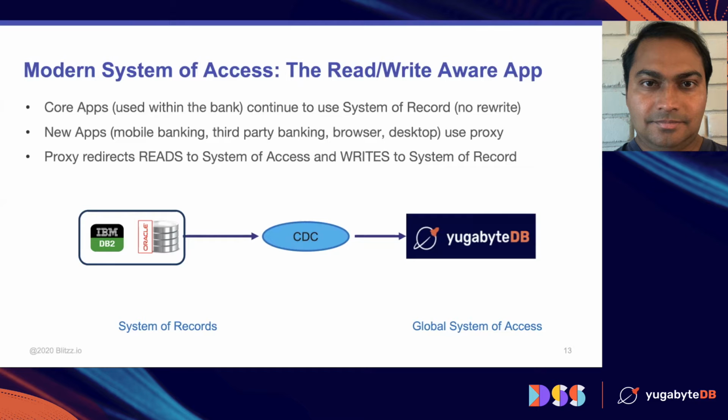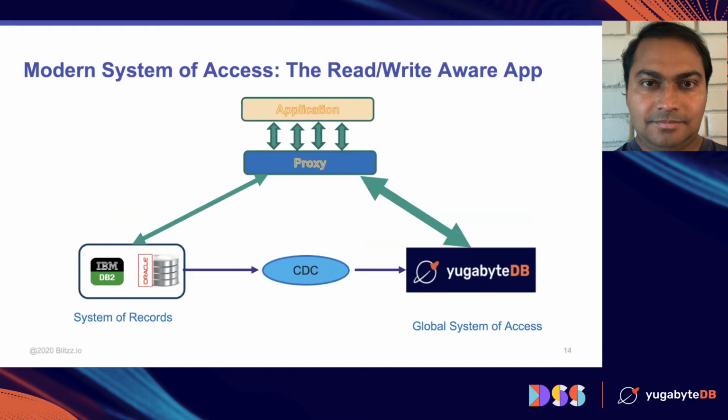They could benefit from a proxy, where the proxy would redirect reads to the system of access and writes to the system of record, which means the proxy has an intelligence with the app that it knows whether a particular session should be redirected to the system of access, or whether a particular session should be redirected to the system of record. So let's look at it in a little bit of detail. Okay, let's look at the application of the proxy interface here.